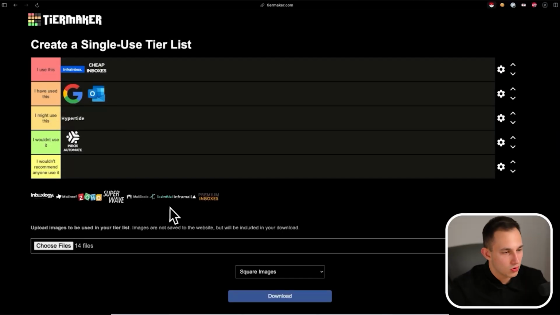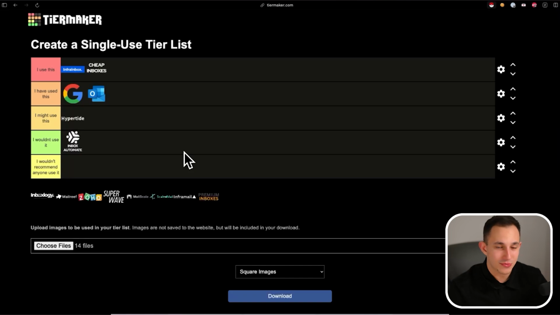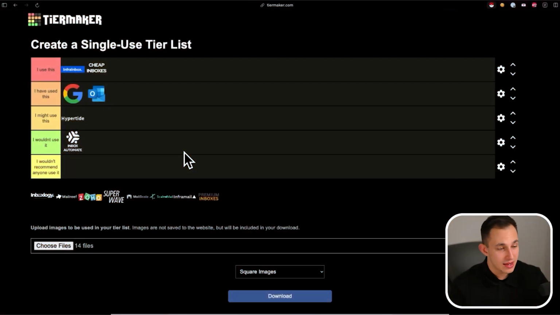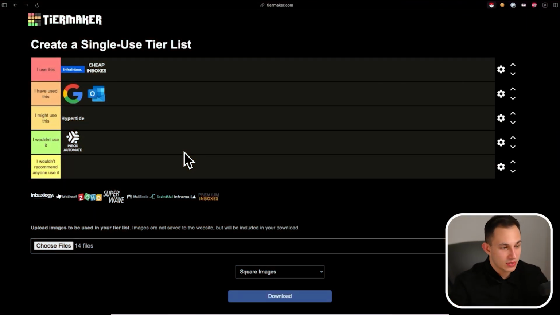Okay. Then we have Outlook. I'm going to put this in the same category as direct Google, as I have used this. The reason is pretty much the same as Google. Outlook inboxes are $7.20 apiece. Again, it's very expensive. Also, when you're setting up Outlook inboxes, the process is a lot more complicated. Setting up an Outlook account is extremely difficult compared to Google. They sometimes have a completely different UI, and things load for very long times. It's honestly a very big pain. So I would even say if you're going to do real infrastructure, like direct from ESP infrastructure, definitely go with Google.